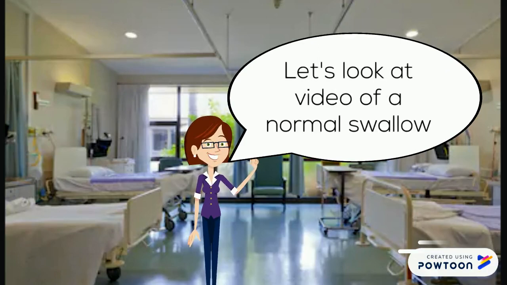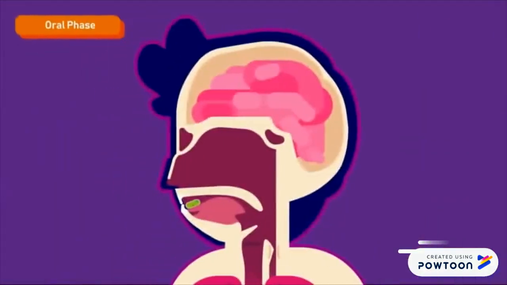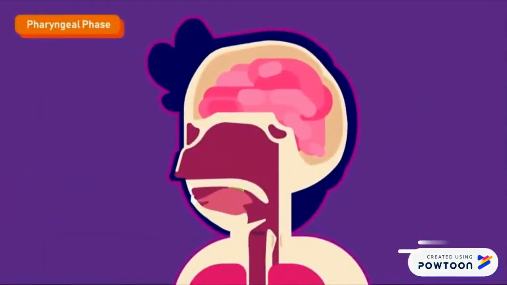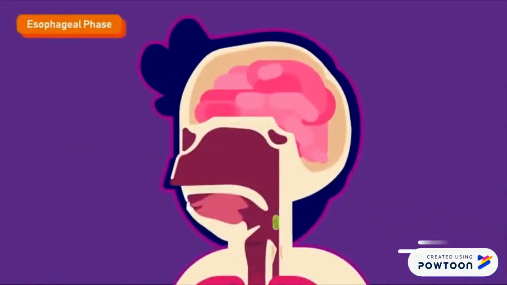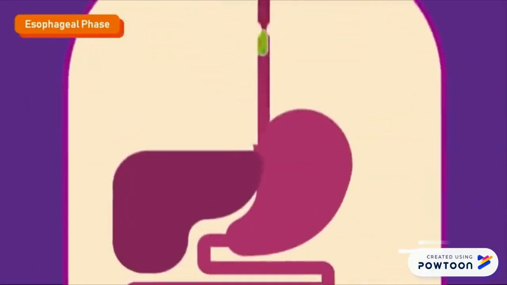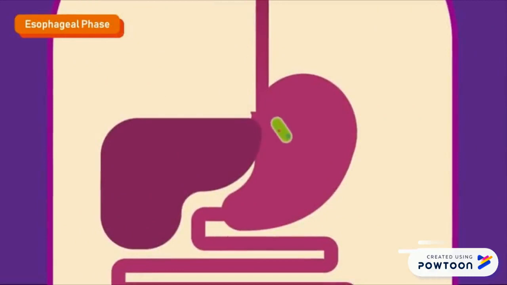Have a look at this video. Oral phase, in which the food is chewed and lubricated to form a bolus. Pharyngeal phase, in which the movements of the soft palate, larynx and epiglottis separate the air passage from the food passage so that food and drink are not aspirated into the nose or trachea. Esophageal phase, in which the food passes down the esophagus via peristalsis into the stomach.